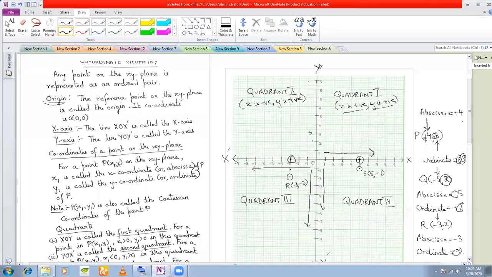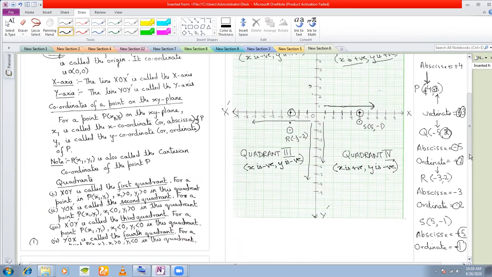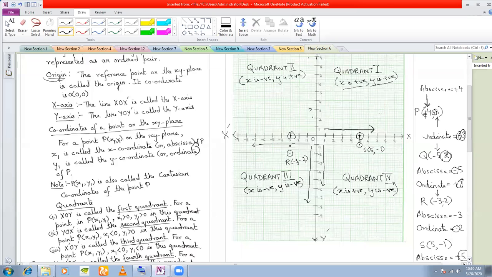In quadrant 3, what you see is X is negative and Y is also negative. In quadrant 4, you see that X is positive and Y is negative. This is the observation that you must make. These are called the quadrants. In the first quadrant, we have X and Y both positive. In the second quadrant, we have X negative and Y positive. In the third quadrant, we have X negative, Y negative also, both negative. And in the fourth quadrant, you have X positive and Y negative.